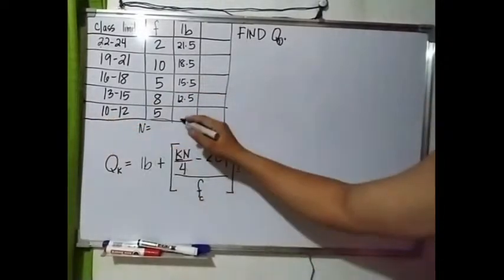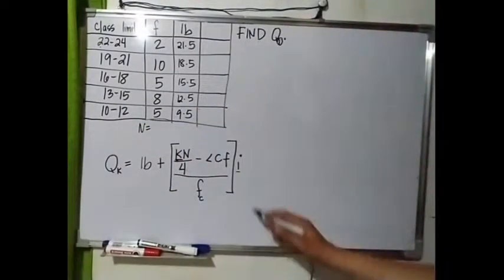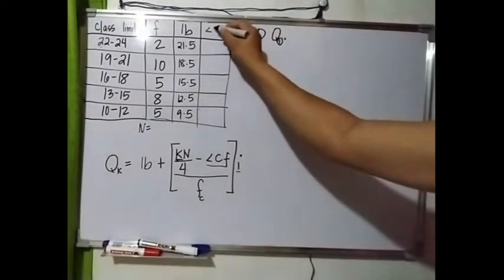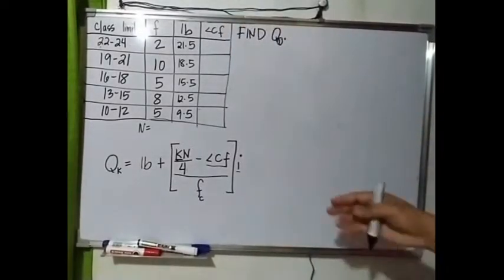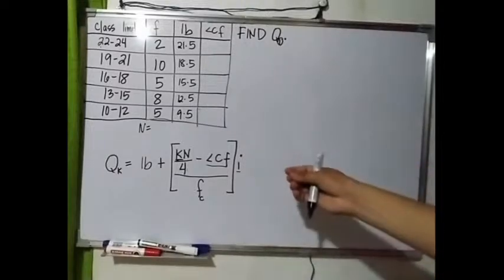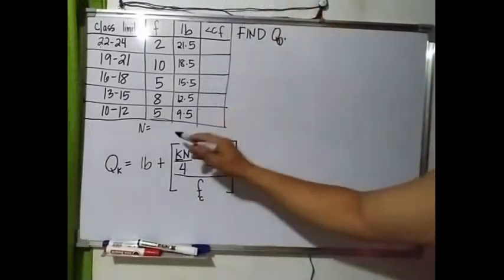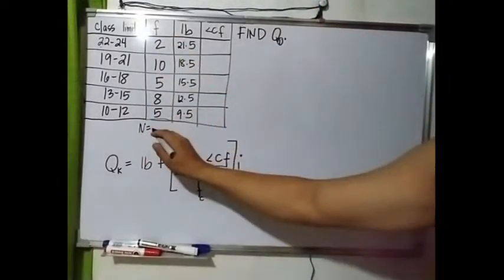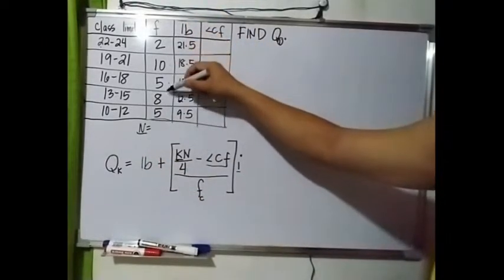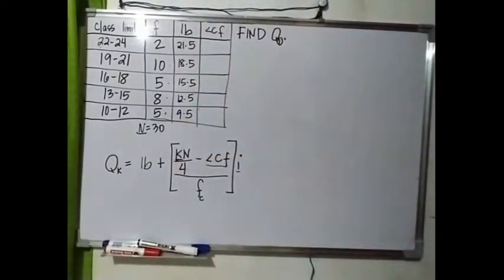Next is 9.5. Then ano pang hanapin natin? Itong less than cumulative frequency ang pang hanapin natin. The same ito sa finding the median for group data. So to find the less than cumulative frequency data, first we need to solve for the total frequency or the value of n. So that is 2 plus 10 plus 5 plus 8 plus 5, that is 30. So the value of n is 30.